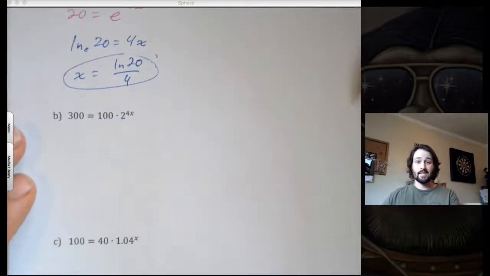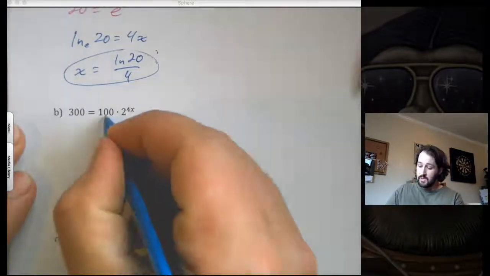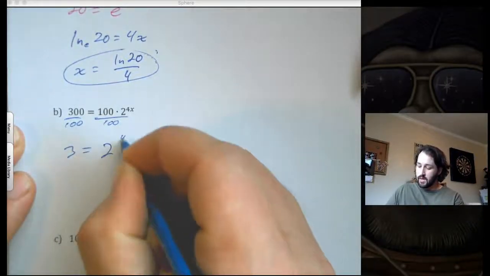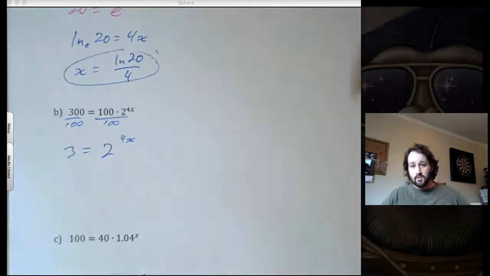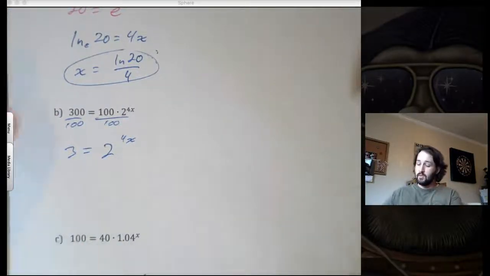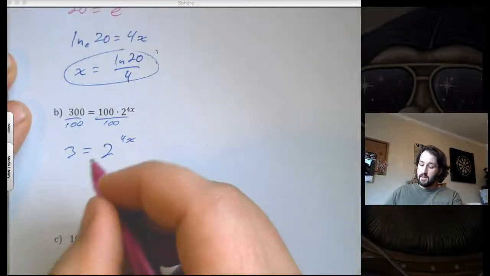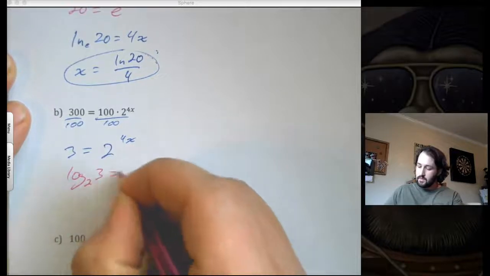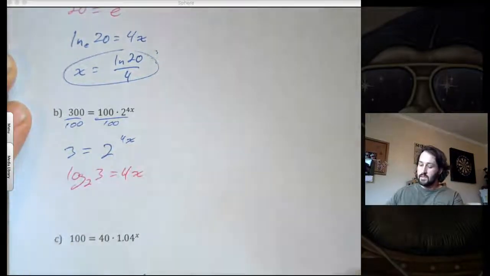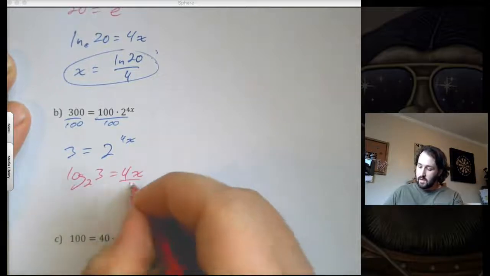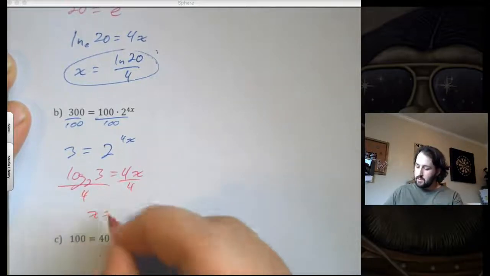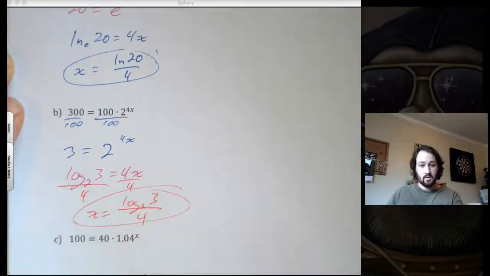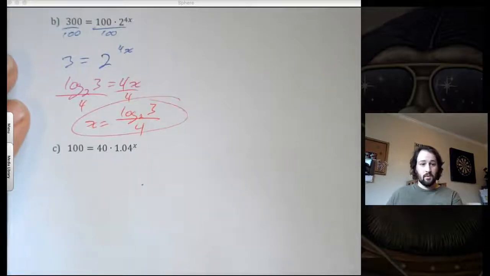Moving on with part B. Again, solve for x. So what I would do first is divide by 100 on both sides. So I have 3 equals 2 to the 4x. Now I'm stuck in exponential form because I have an x in my exponent. So I'm going to rewrite this in logarithmic form. So I have a log with a base of 2 of 3 equals 4x. Then divide both sides by 4. So x equals log base 2 of 3 divided by 4. There's our solution. All right, moving on.